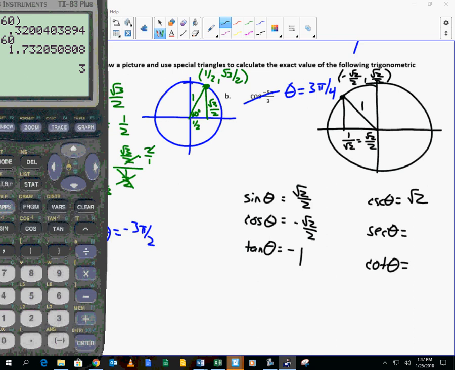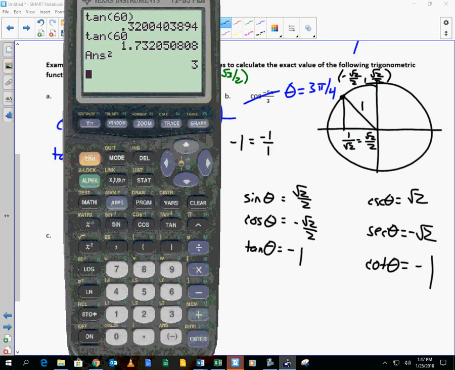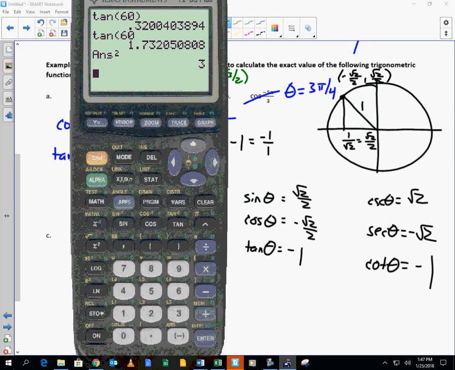So what is the reciprocal of negative root of 2 over 2? Negative root of 2. And what's the reciprocal of negative 1? Negative 1. Think, you have negative 1 is negative 1 over 1. If you take the reciprocal of that, you still get negative 1. So reciprocal does not change sign. It just flips it. Okay, those are my 6 trig values for that given function.